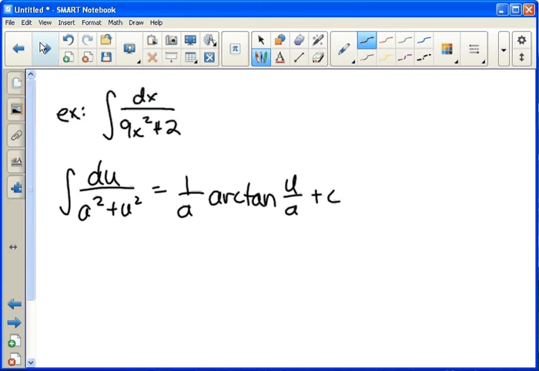And this is why I mentioned what I did earlier. A squared has to be a constant. So this time a squared is going to go with the 2, because a has to be the constant, and u squared goes with the 9x squared. So u always contains the variable, a always contains the constant.